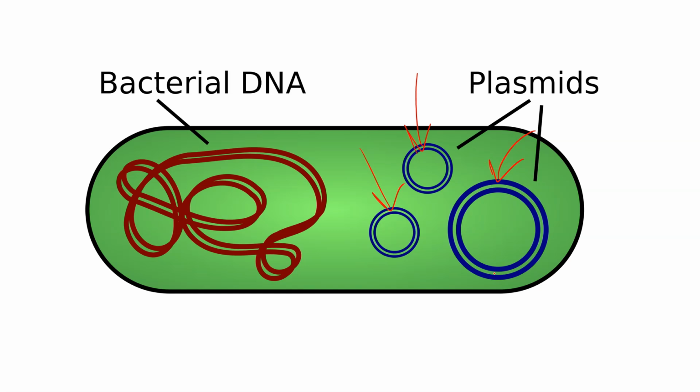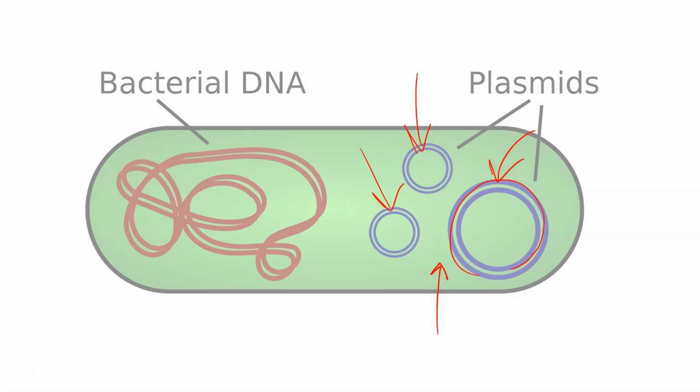But in either case, what we can do is insert a plasmid into a bacterial cell, and let's say there's a particular gene of interest that we want to express. We can put that gene into a plasmid, put the plasmid into the bacterial cell, and then the bacteria will grow and reproduce, and the bacteria should make whatever product is coded for by that gene.